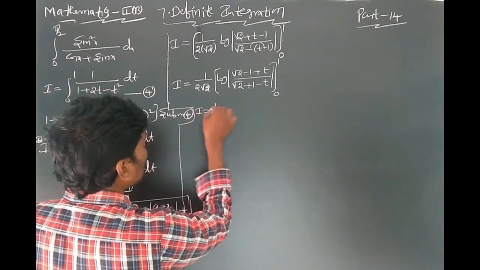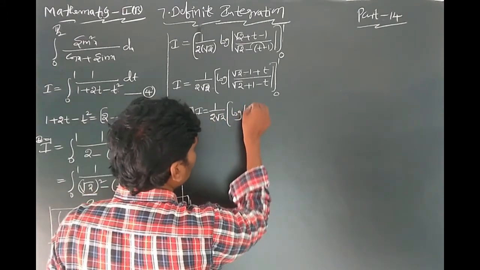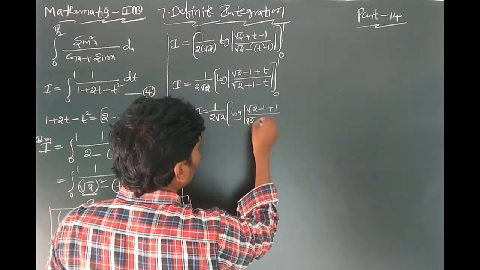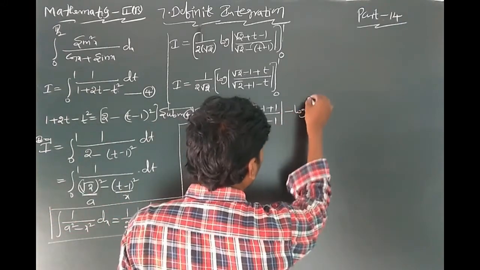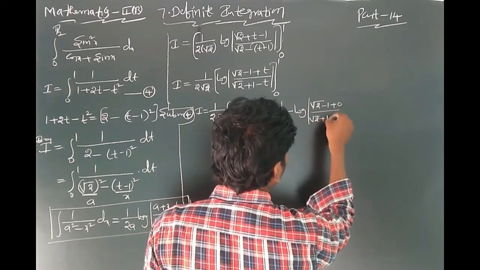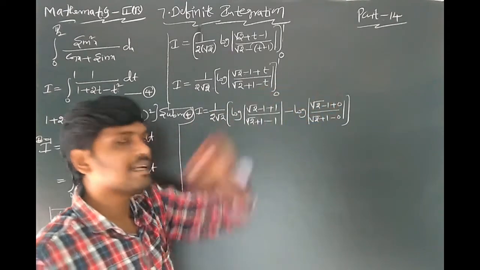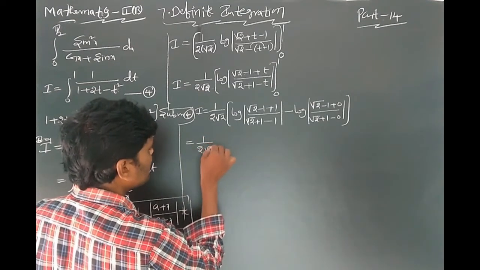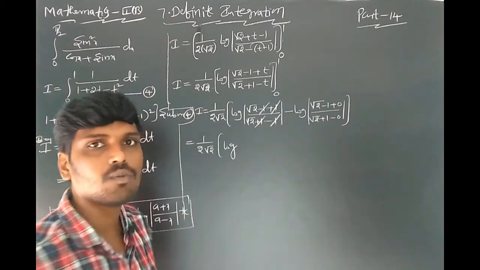I is equal to 1 by 2 root 2 log of mod of root 2 minus 1 plus upper limit 1 by root 2 plus 1 minus 1, minus lower limit, log of mod of root 2 minus 1 plus 0 by root 2 plus 1 minus 0. You write first the upper limit 1, after that the lower limit 0. You get I is equal to 1 by 2 root 2 into log of, here plus 1 minus 1, here minus 1 plus 1, both are cancelled.